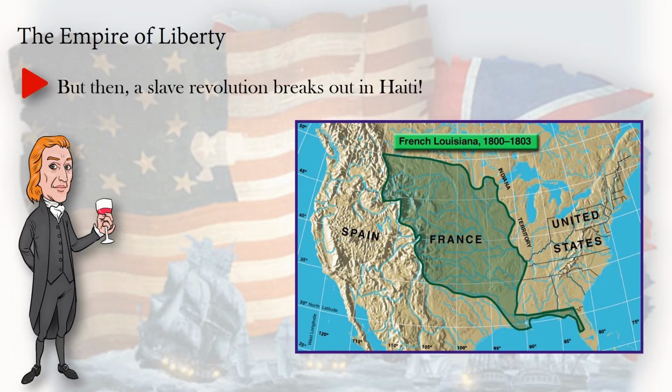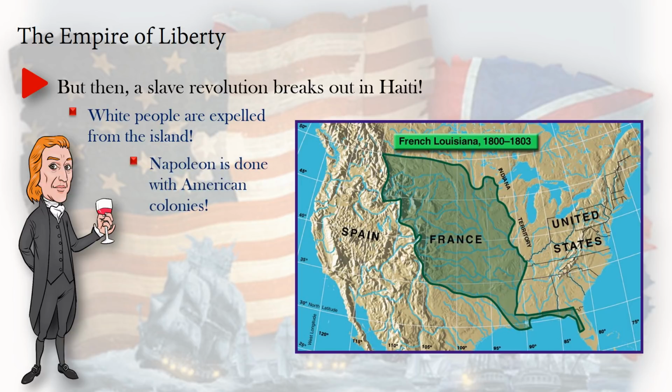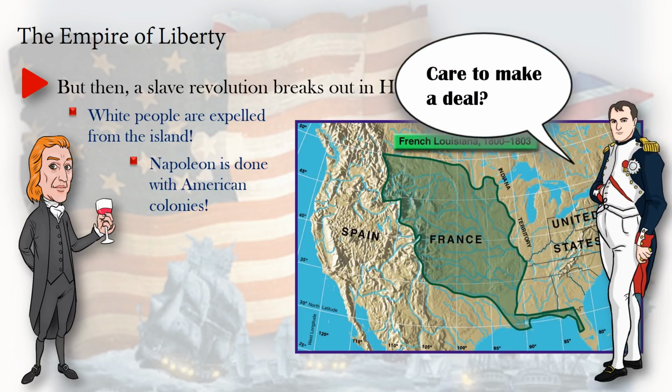But then a slave revolution breaks out in Haiti. That's actually the beginning stages of the Haitian Revolution, which will expel all white people from the island, and it really freaks out slave owners in the mainland United States, who try to keep information about this quiet. But Napoleon is done with the American colonies, thinking that they're too expensive to govern and too much of a headache. He believes he's going to concentrate his efforts on Europe. So he turns to Thomas Jefferson and says, I've got this huge chunk of territory called the Louisiana Purchase. Would you care to make a deal?